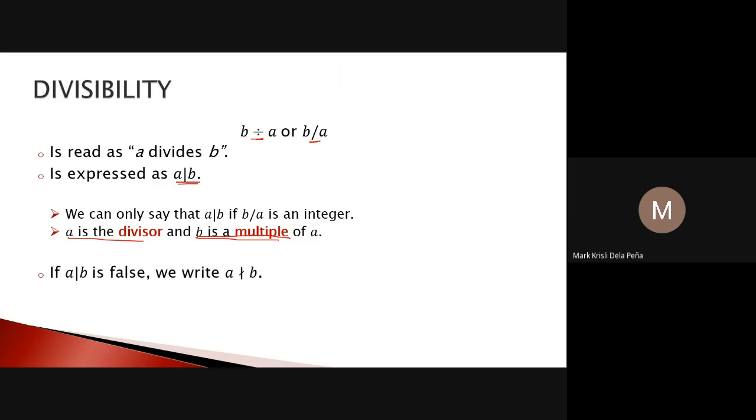If a divides b is false, then we put a slash on the bar. This is how we write a does not divide b. This means that when we divide b by a, there is a remainder, which could be 1 or any number. So we can only say that a divides b if, when we divide b by a, the remainder is 0.